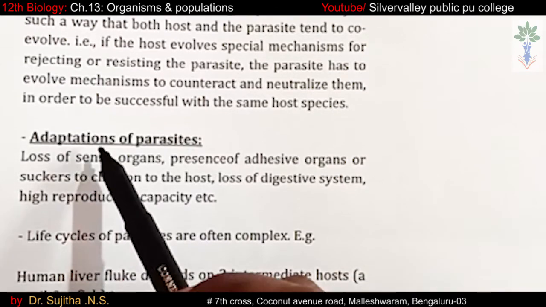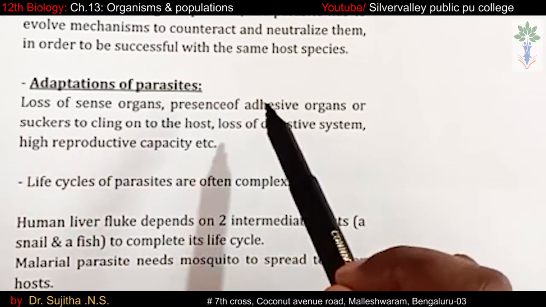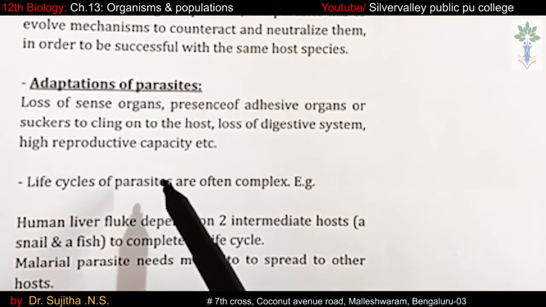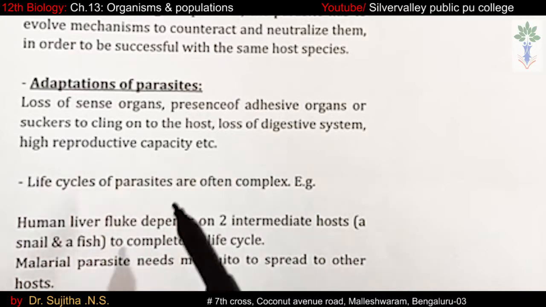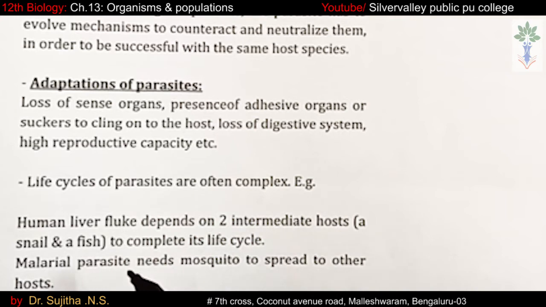The next one, what are the adaptations the parasites have got? The first one is the loss of sense organs, presence of adhesive organs or suckers to cling on to the host body, loss of digestive system, and high reproductive capacity. The life cycle of the parasite is very complex. For example, the human liver fluke has two intermediate hosts. The first one is the snail and the second one is the fish in order to complete its life cycle. Whereas the malarial parasite needs the mosquito to spread to other hosts.